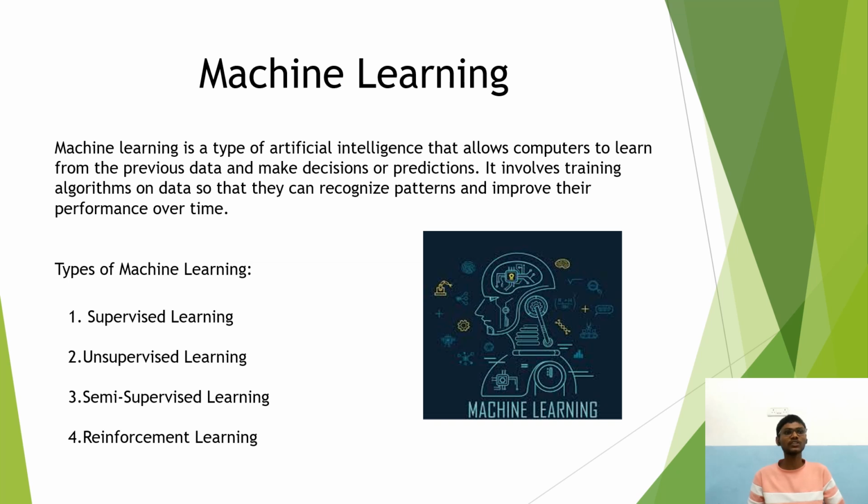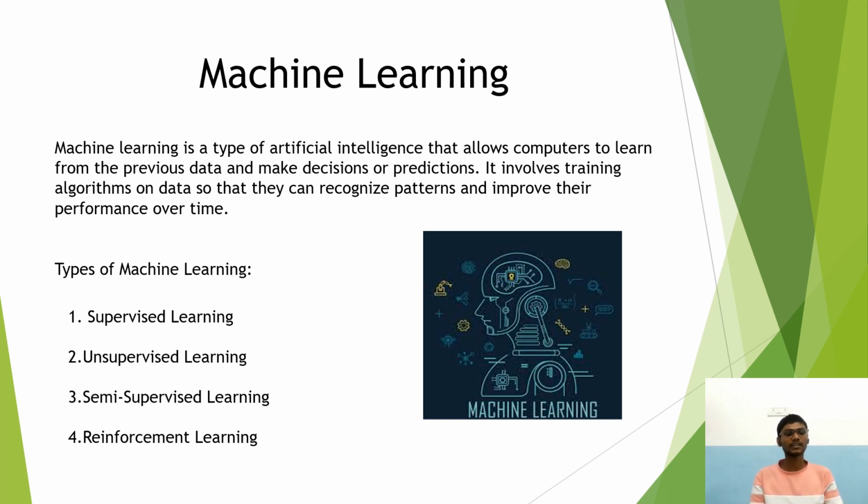Machine learning is a branch of artificial intelligence that allows computers to learn from past data. Based on the data, it can make predictions or decisions. It involves training the machines based on some sort of algorithms. Based on those algorithms, the machines can improve their performance.